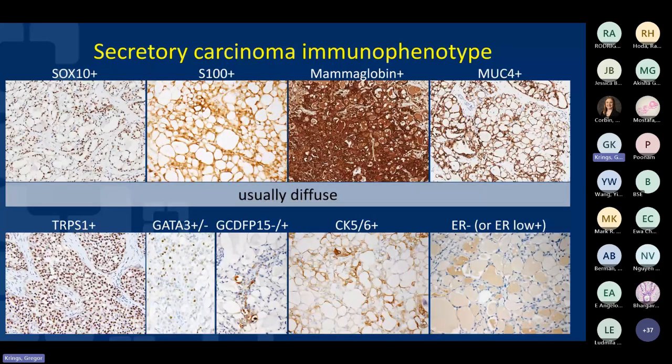By immunohistochemistry, these tumors have a very characteristic profile, but it's not specific. They tend to express SOX10, S100, mammaglobin, and MUC4, usually in a very strong and diffuse pattern, which I think is very helpful. TRPS1 is usually positive, but other breast markers like GATA3 and GCDFP15 tend to be more focal or patchy in these tumors. Like the other salivary gland-like carcinomas, by immunohistochemistry they do have the so-called basal-like immunoprofile, being CK5/6 positive, and again, in most cases, being ER negative, although ER positive tumors are not necessarily that infrequent.